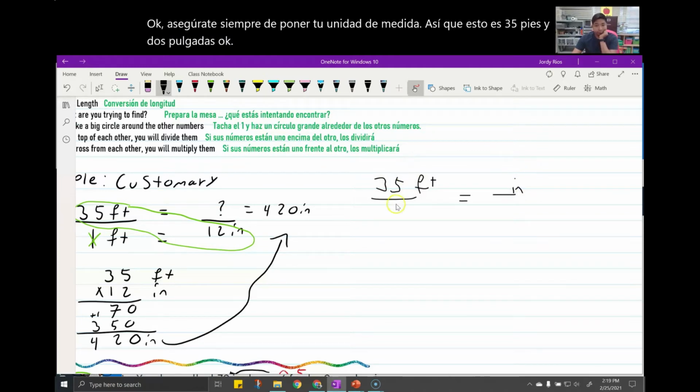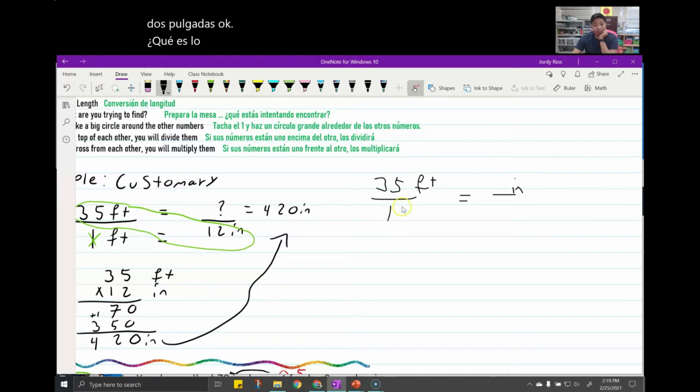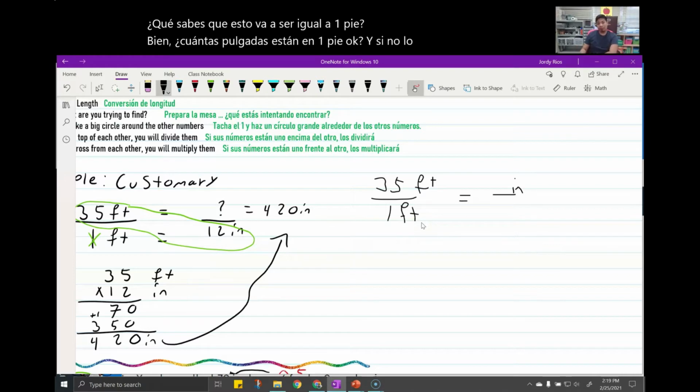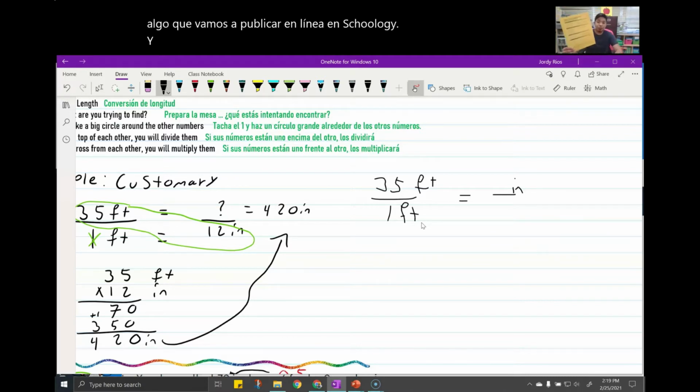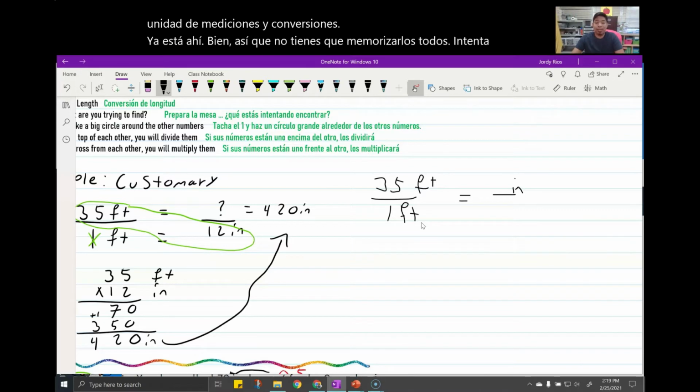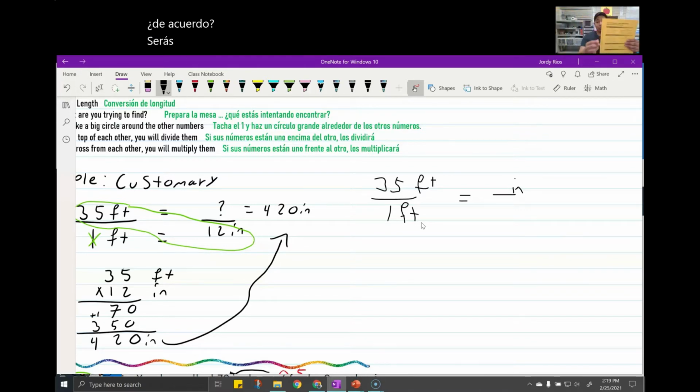What do you know? Well, I know that this is gonna equal 1 foot. Okay, how many inches are in 1 foot? Okay, and if you don't know, then I'm gonna give you something or we're gonna post it online in Schoology. And it looks like this. This is your star reference chart, okay? This has all the unit of measurements and conversions already in there, okay? So you don't have to memorize all of them. Try if you can, okay? You'll be excellent if you do. But if you can't, don't worry, we're gonna have this on here.